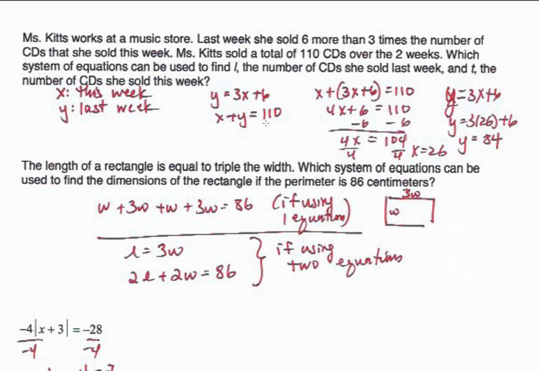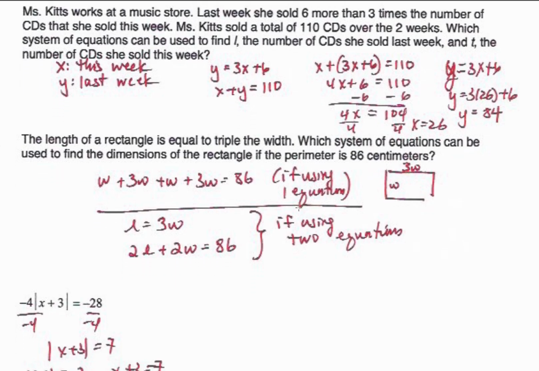Y over X equals all disjointed. So X plus, instead of Y, I put 3X plus 6 is 110. 4X plus 6 is 110. Subtracting the 6, dividing by 4, and I come up with X is 26. All right, Y equals 3X plus 6. Y equals 3 times 26, because X is 26, plus 6. Y is 84, and thankfully 84 and 26 add up to 110.